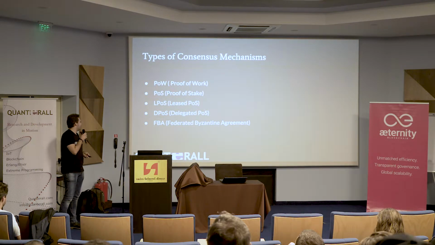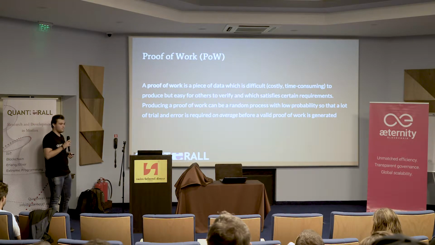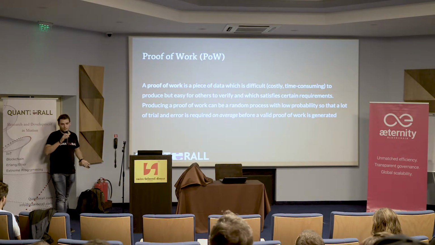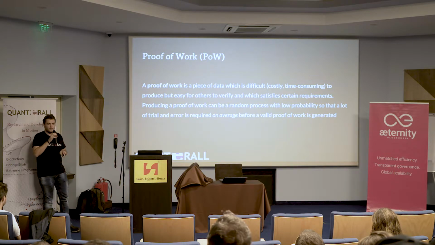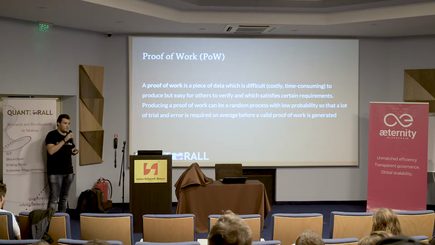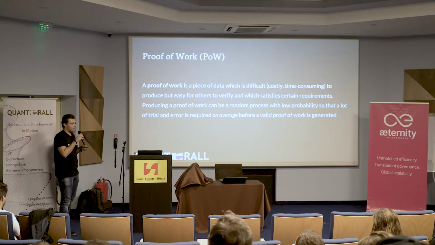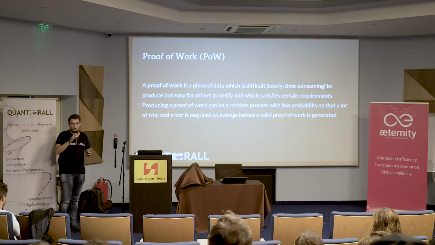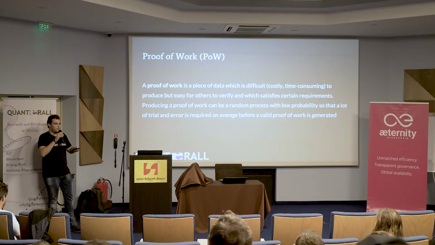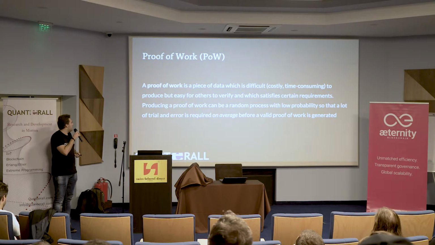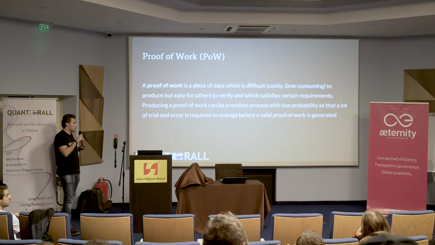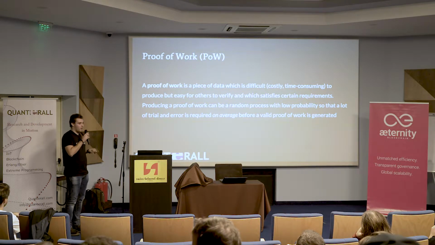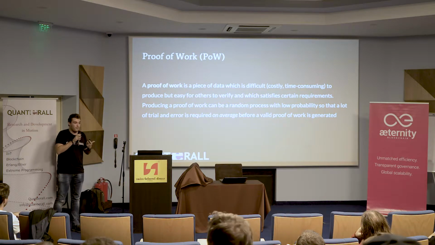Okay, let's start with the most popular and most used one, which is proof of work. As you understand it already, a proof of work is a piece of data which is difficult, costly, and time-consuming to produce, but very easy to verify, and which satisfies certain requirements. For example, the hash should start with 4 zeros or something like that. Producing a proof of work can be a random process with low probability, so a lot of trial and error is needed on average before a valid proof is produced.